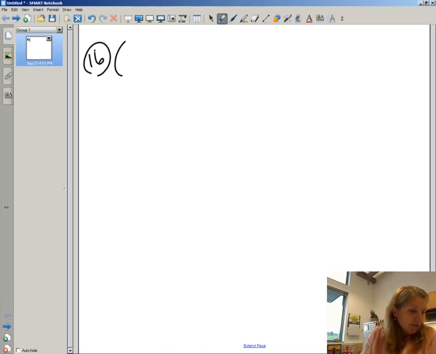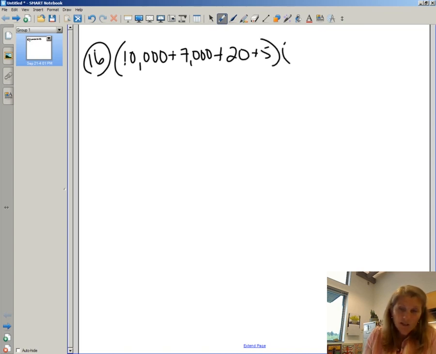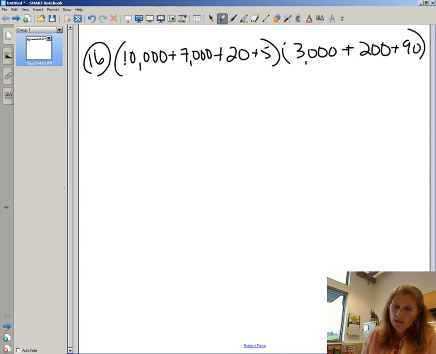Okay, the last one on this is number 16, and it's asking you to write it in standard notation and then find the product. And you might have something like this: 10,000 plus 7,000 plus 20 plus 5, and then 3,000 plus 200 plus 90, let's say. Well, I'm going to rewrite these in standard notation. This is 10,000 and 7,000, that's 17,025.